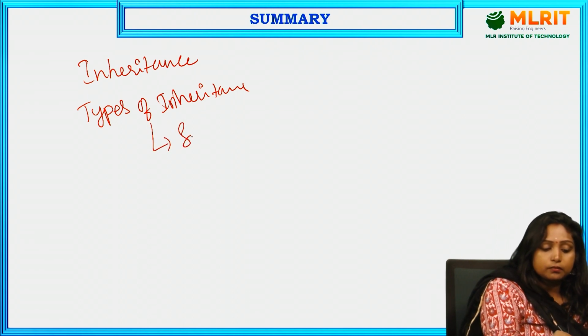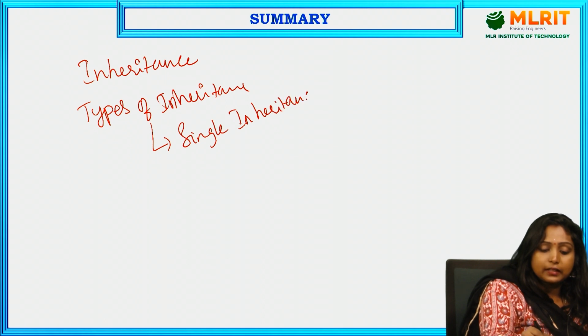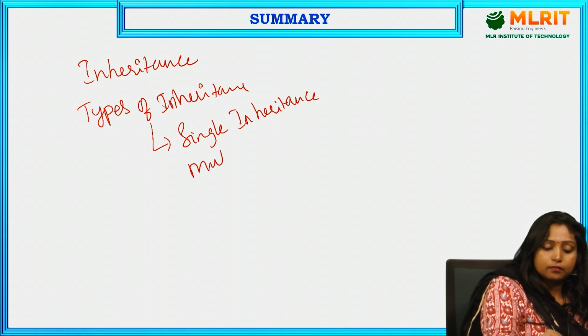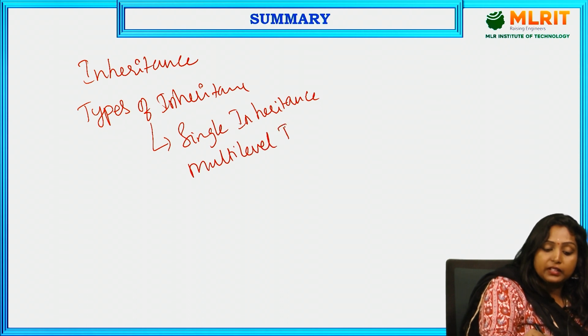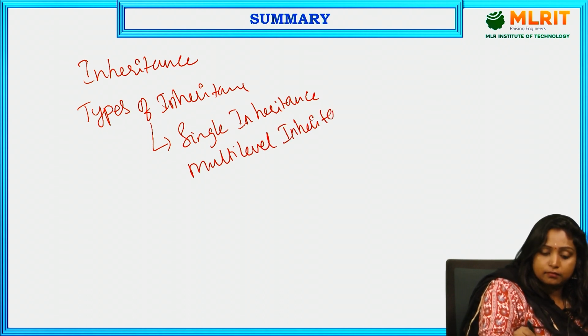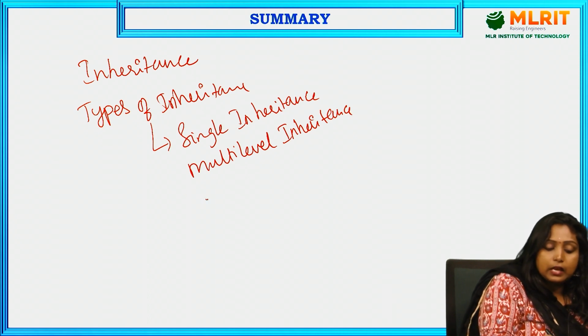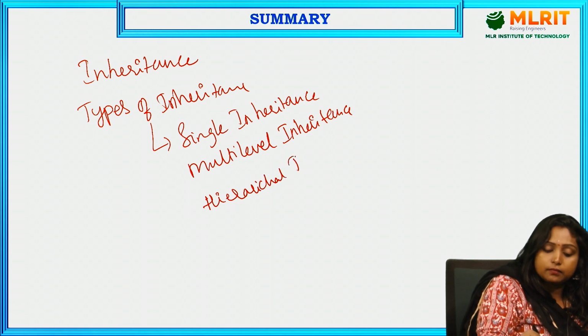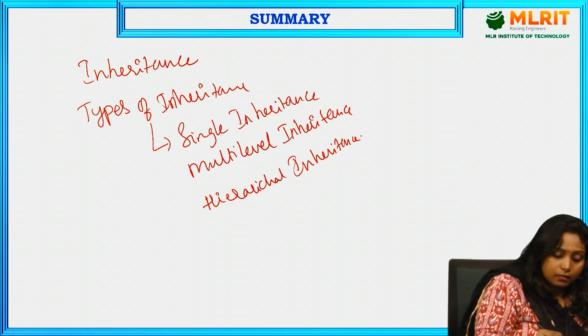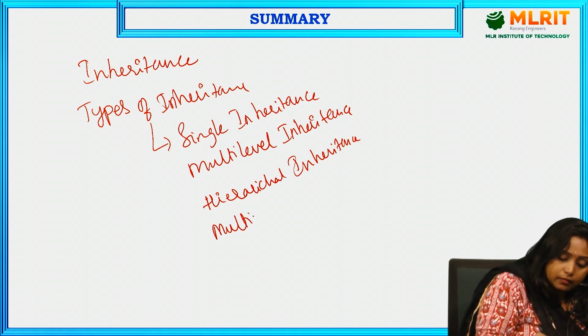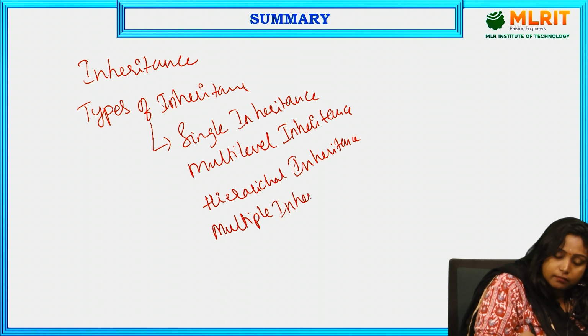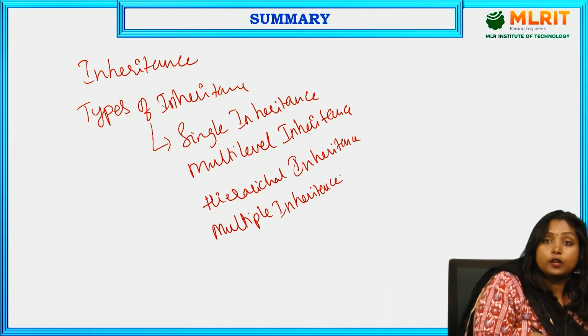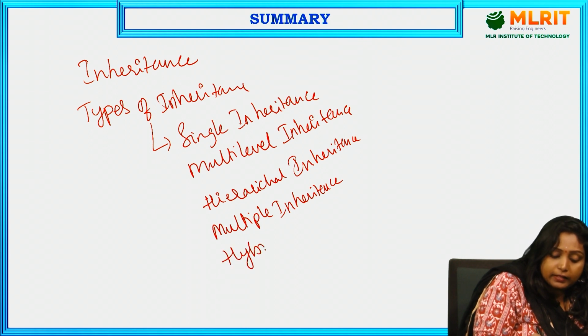First one, single inheritance. Second, multi-level inheritance. Third one, hierarchical inheritance. Next one, multiple inheritance, and the last one, hybrid inheritance.